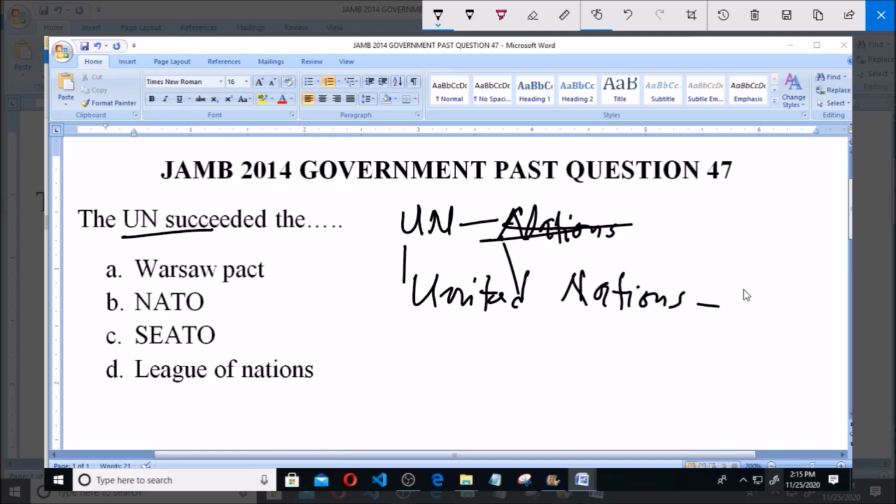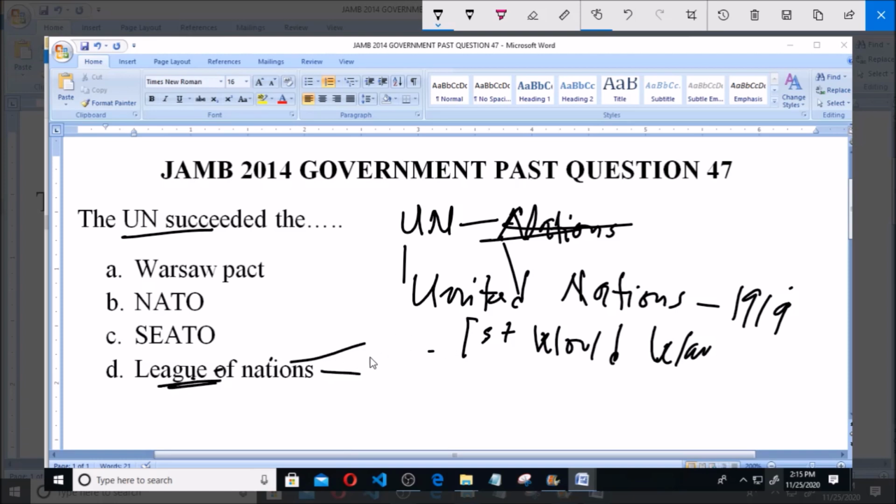and it was established in 1919, immediately after the First World War. Then immediately at the failure of League of Nations, because League of Nations was established in 1919 after the First World War. Then United Nations was established in 1945. In 1945, that's when it was established.